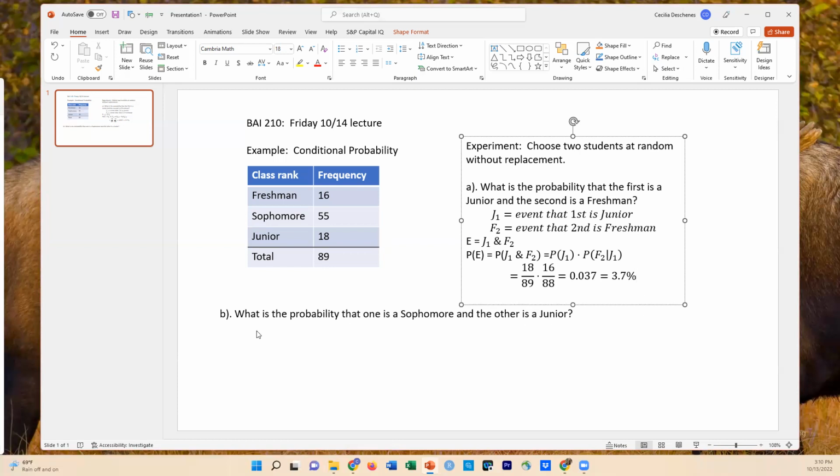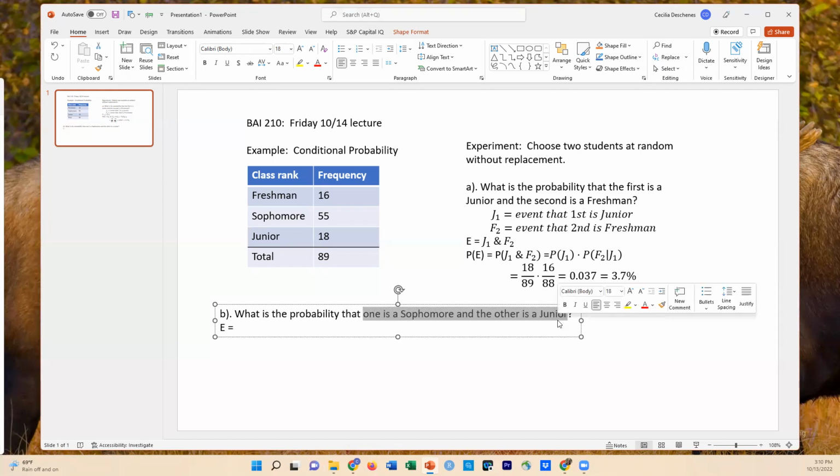Now we get to the second question related to this example, and that is, what is the probability that one is a sophomore and the other is a junior? Okay, so let's work on this problem now. Here, we're going to define the event E, and it's going to equal that one is a sophomore and the other is a junior. Notice that here the order doesn't matter.